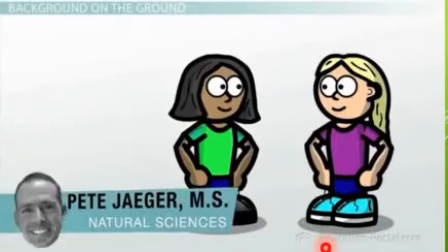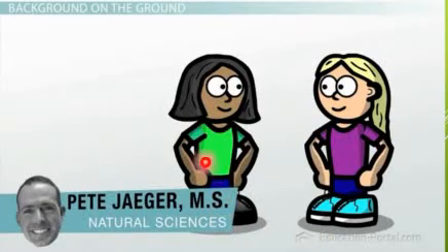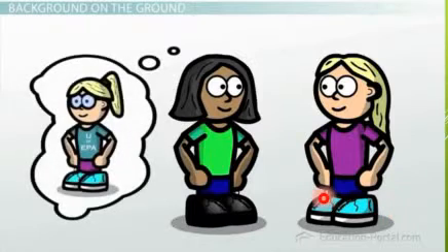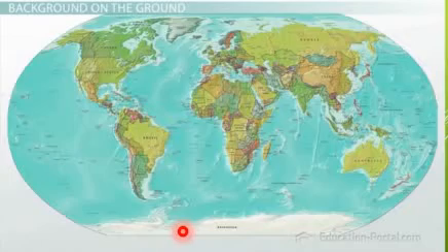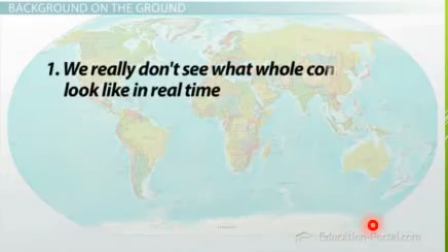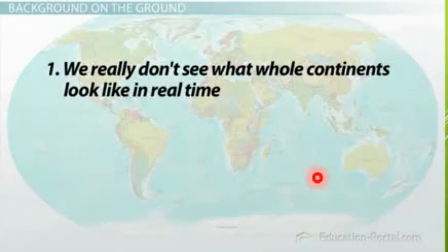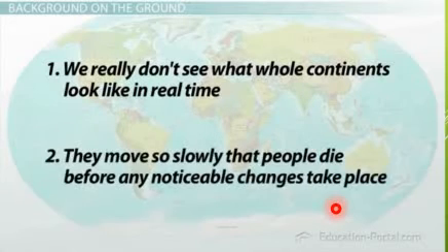Now we have here Alfred Wegener. Have you ever had the experience where you see a younger relative or friend after not seeing them for a few years, and you're taken aback at how much they have grown? We have an image in our minds as to what they looked like the last time we saw them, and they're much different. If the continents of the Earth move and grow, why don't we notice that? Well, for 2 reasons. 1, we really don't see what whole continents look like in real time. And 2, they move so slowly that people die before any noticeable changes can take place.